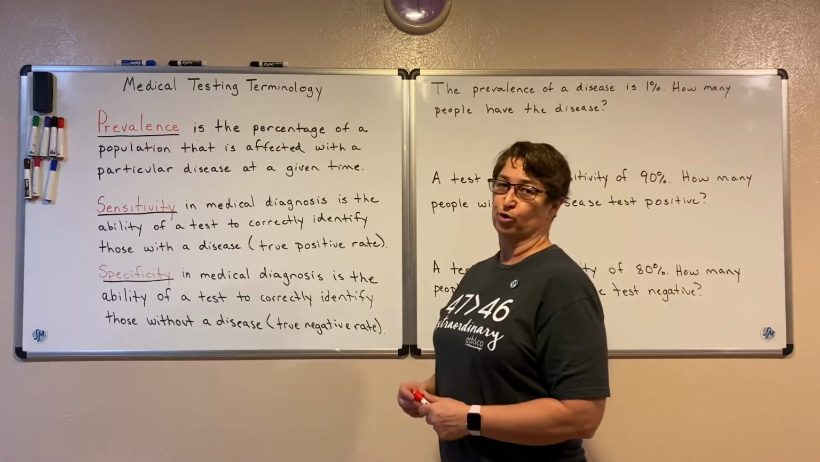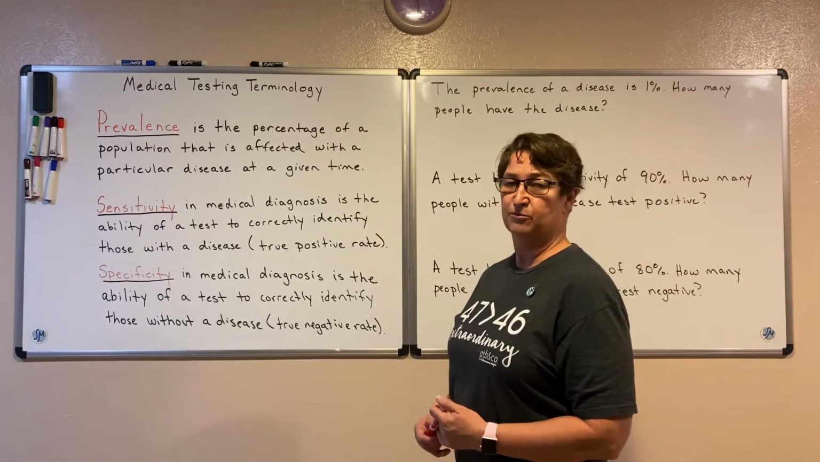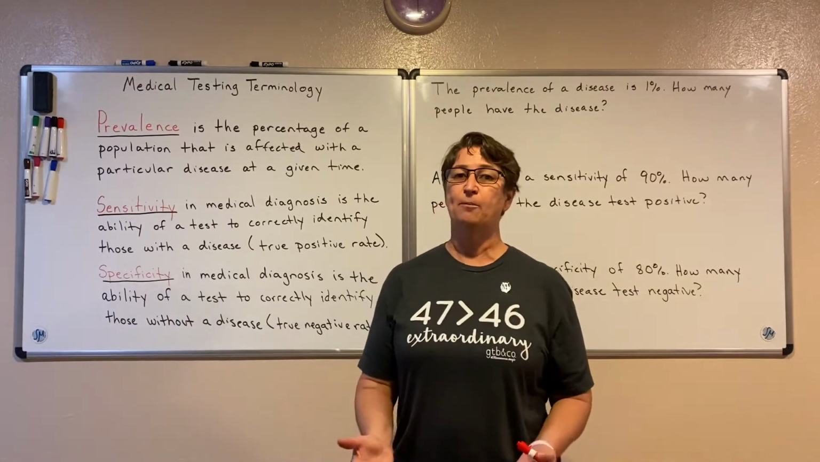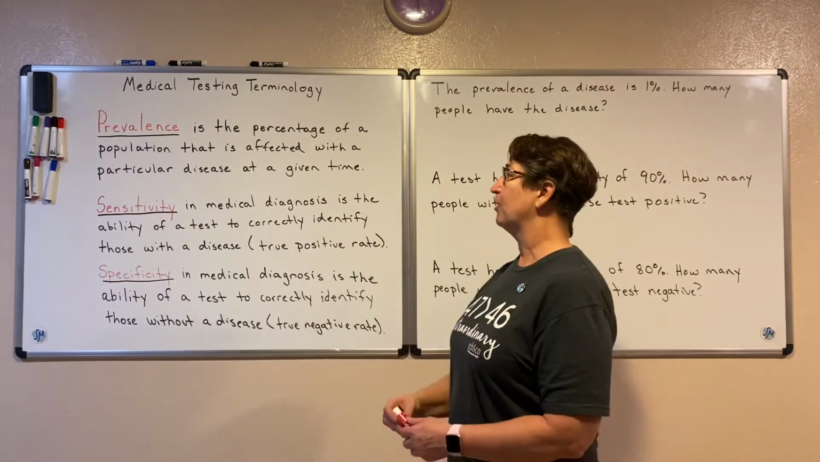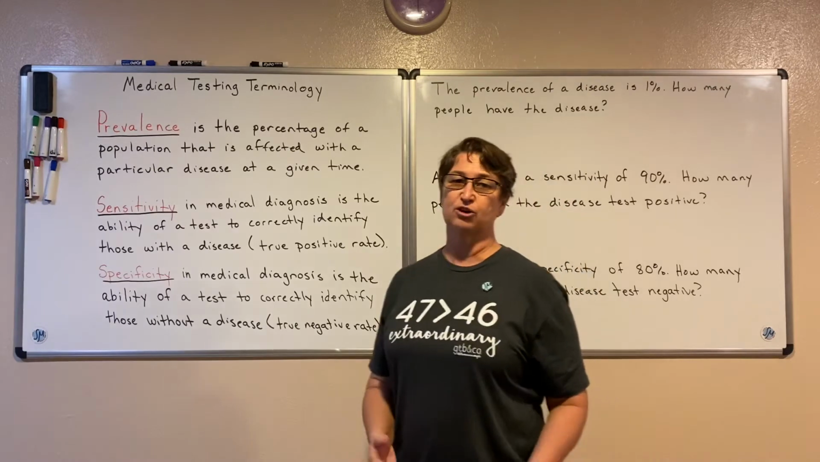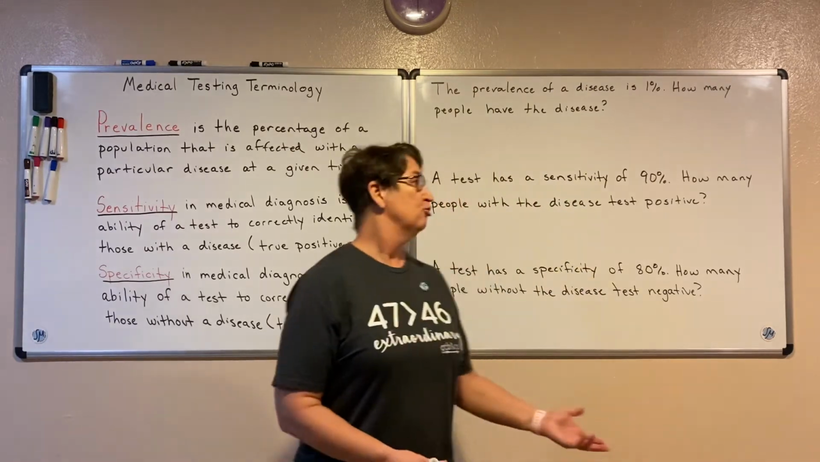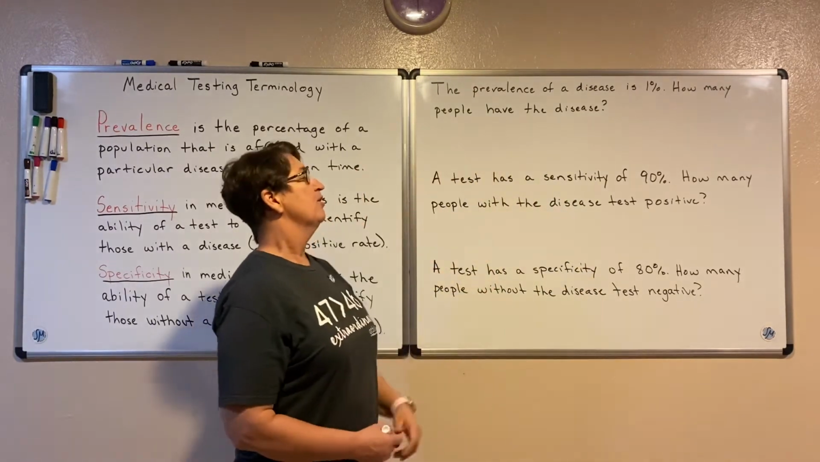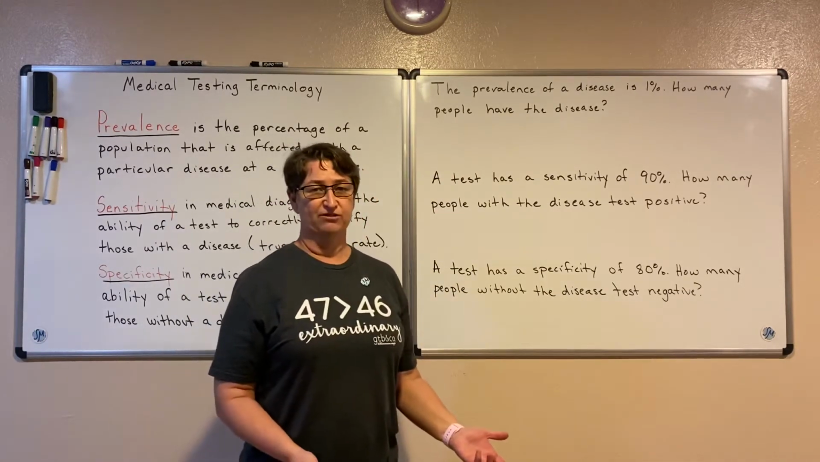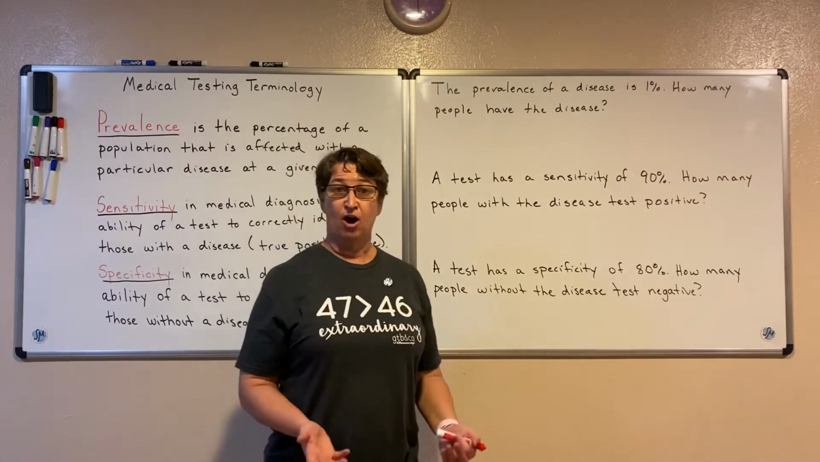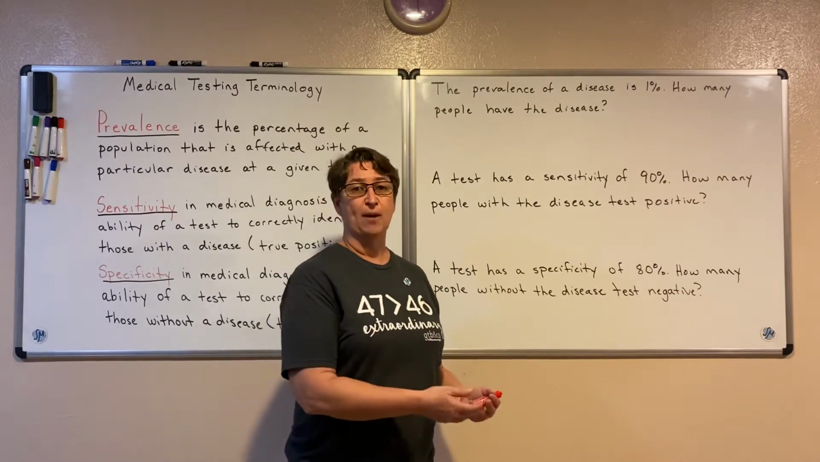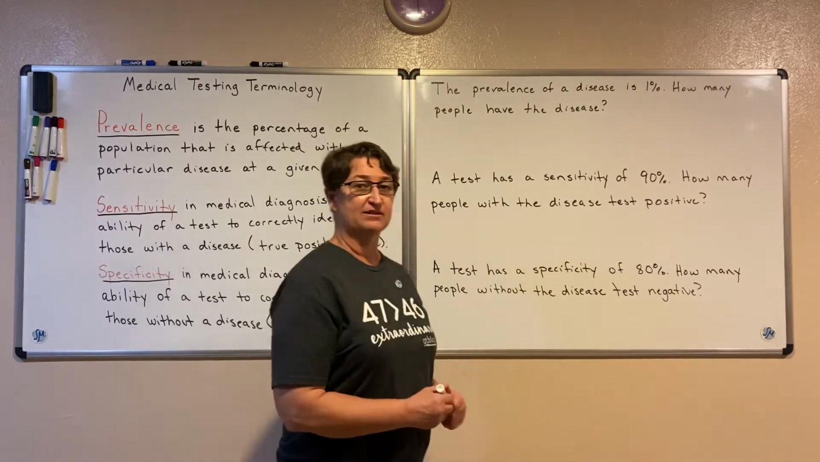So the first word we're going to look at is this word prevalence. And the word prevalence just means how often does the disease show up in the population. So the prevalence is the percentage of the population that is affected with a particular disease at a particular time. So for instance, here, the prevalence of a disease is 1%. How many people have the disease? Well, it depends on the size of our population. 1% of the population is expected to have that disease.